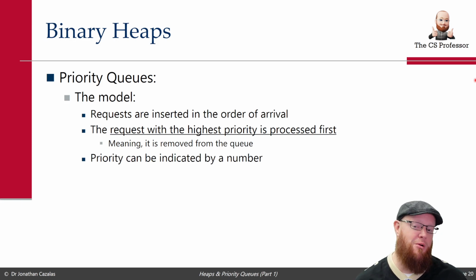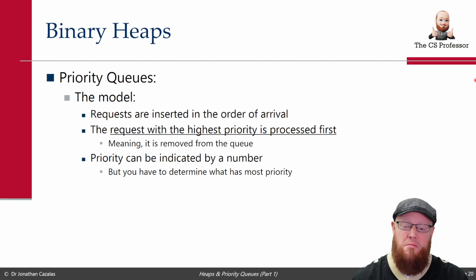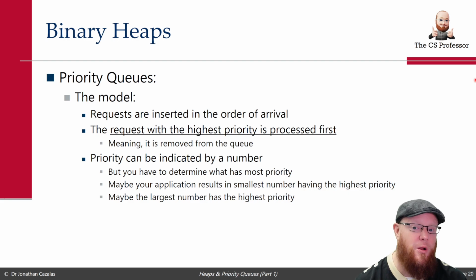How do you indicate priority? You're the programmer, you decide. Usually it would be some number. Does the higher number mean a greater priority? Does the lower number mean greater priority?